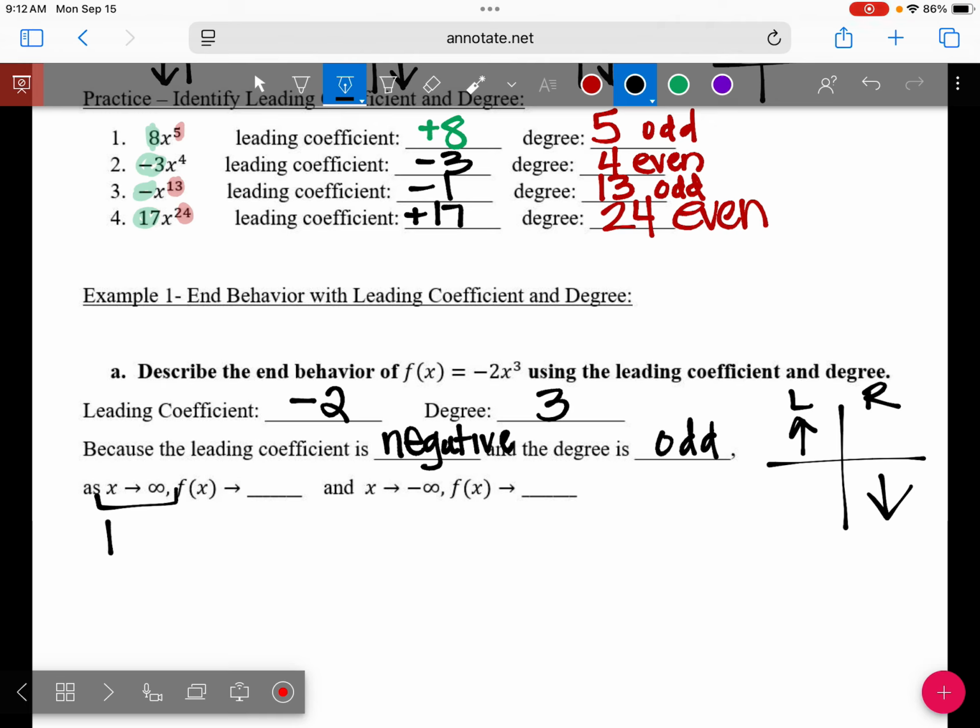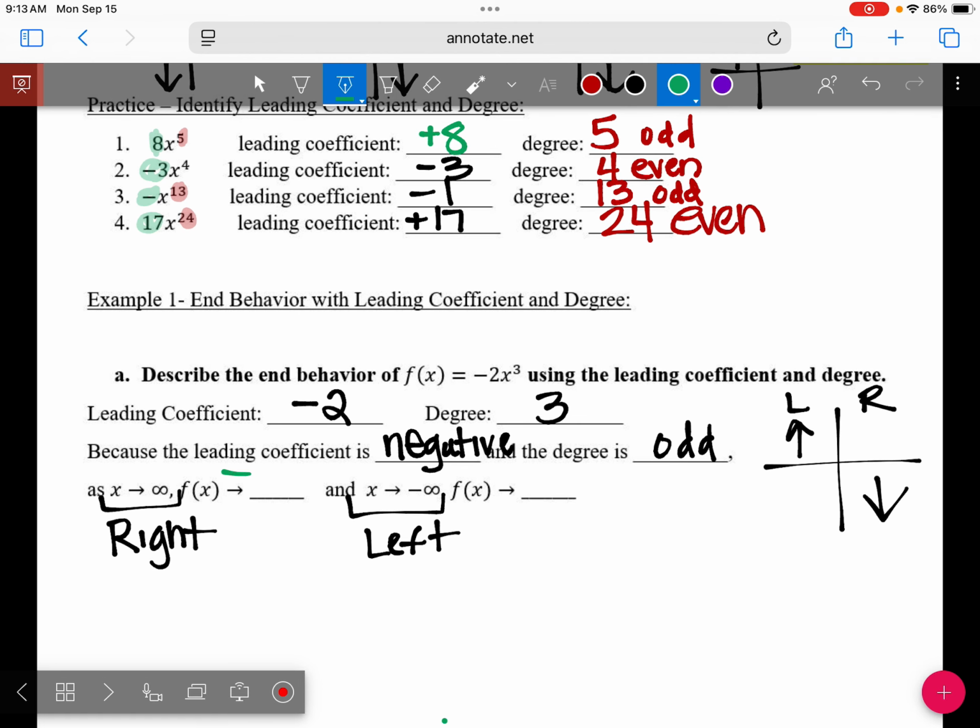This means right arrow, and this is left. So the right arrow is going down, so I'm going to put negative infinity because that's what down means. That's how we show down. And the left side goes up, so I'm going to put a positive infinity. Anytime it's odd, these should be opposite. They should not match for an odd degree function.